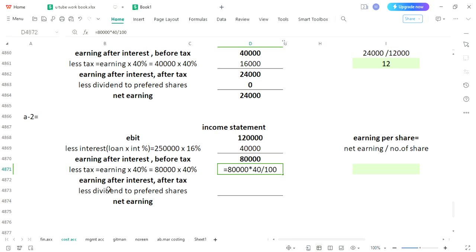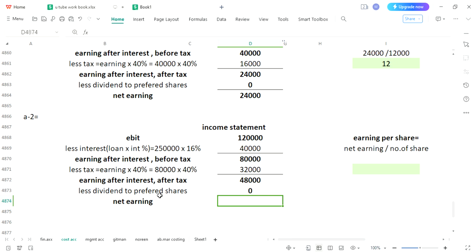Now it's time to calculate earning after interest and after tax. How? You have your previous earning, just subtract tax from it. Previous earning was 80,000 which is written over here and you will subtract your tax which is 32,000. So we have got earning after interest and after tax, while at this stage there is no preferred share present in the company. So no dividend is required to be given.